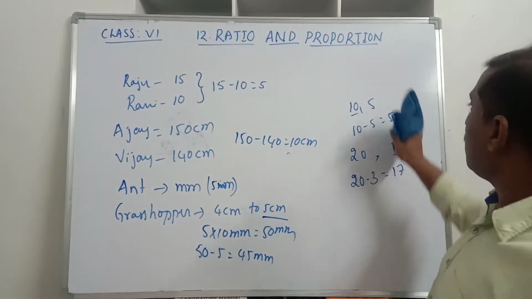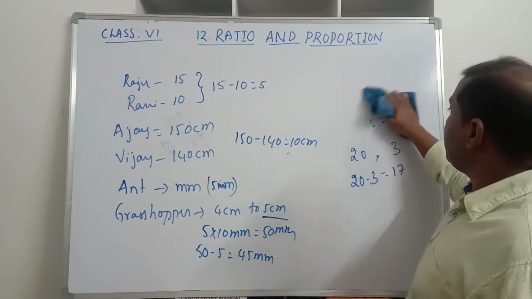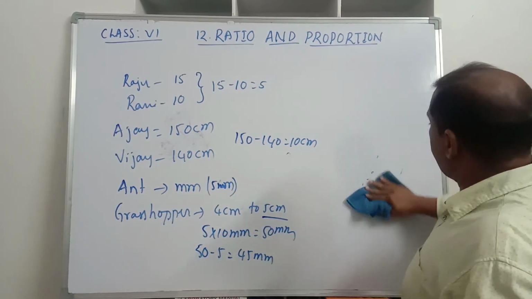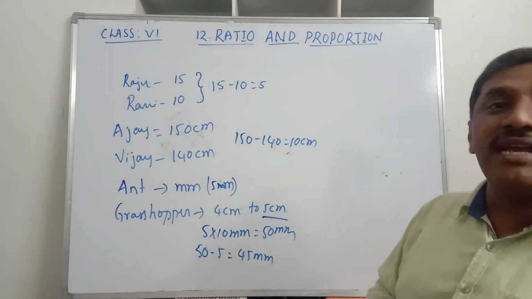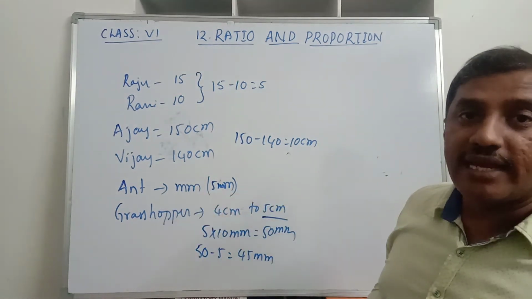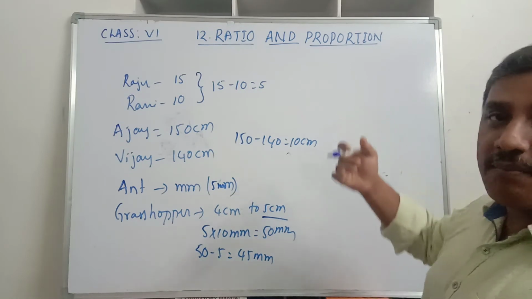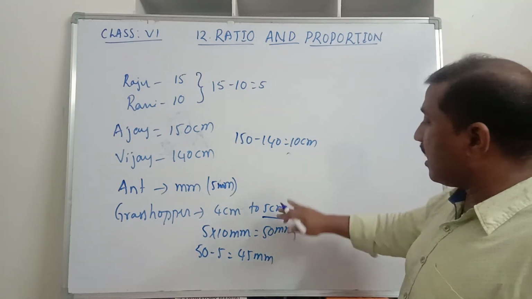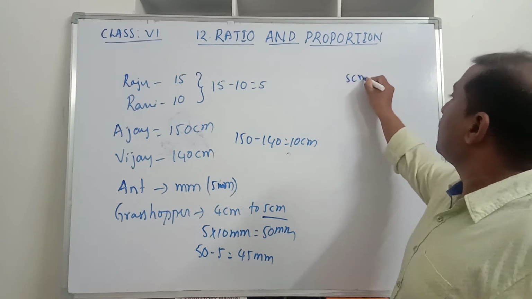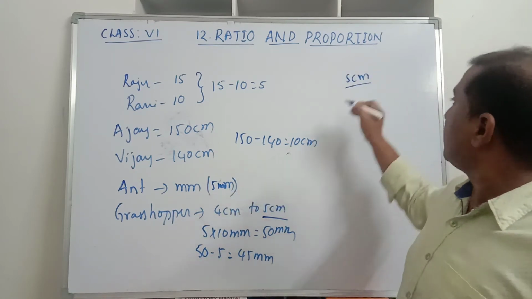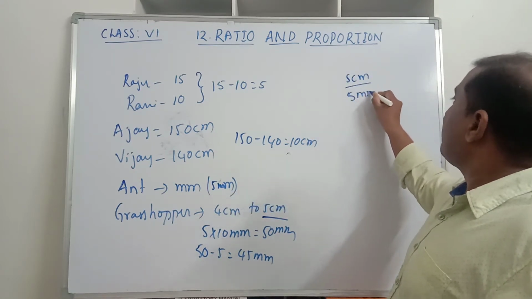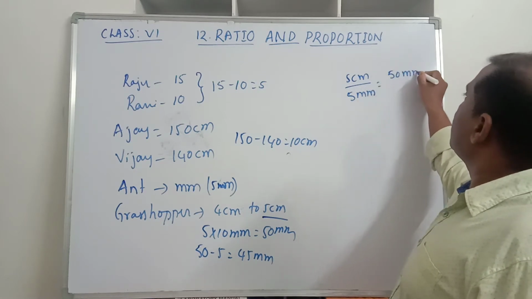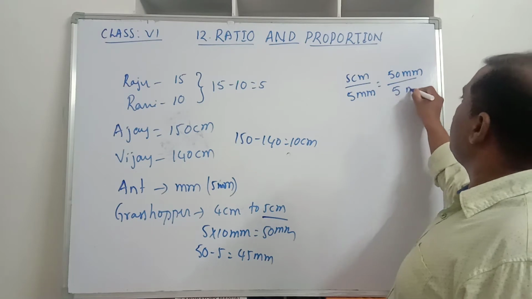The grasshopper is 5 centimeters, and the length of the ant is 5 millimeters. How many times means what will we do? Yes, we will divide the higher number by the smaller number. That is, the length of the grasshopper, 5 centimeters, by the length of the ant, 5 millimeters. Convert them into millimeters, we get 50 millimeters divided by 5 millimeters.